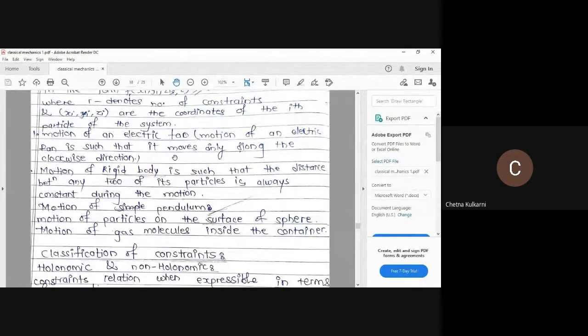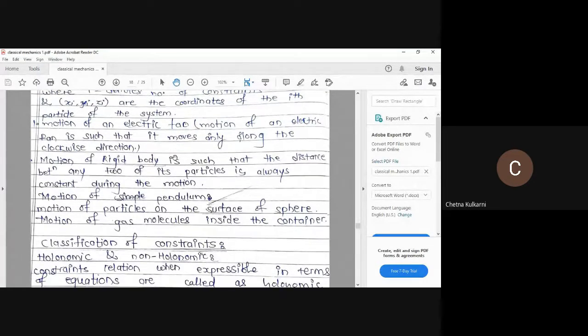It may be rotational motion, translational motion, circular motion, any type of motion. If you take the distance between any two particles, it is always fixed. That is a geometric restriction. Suppose I am taking particles p1 and p2, and let us assume the distance between p1 and p2 is r1. That is fixed, and that is a geometrical restriction.